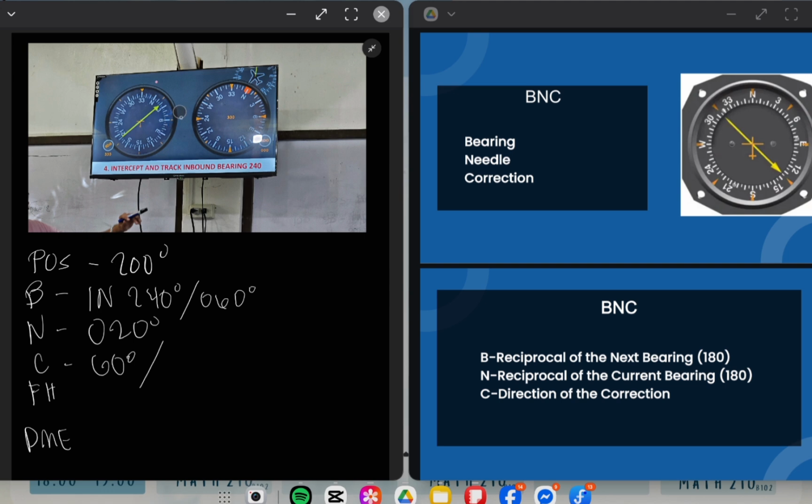This is how you get it. You need to figure out where and which direction your needle is from your bearing. So bearing, needle, correction, and then you go 60 degrees counterclockwise. 30, 60. So your intercept heading will be 360. For your final heading, of course, it will be the reciprocal of your bearing, which is 060 degrees. Now this is your answer. This is what will be needed for your ADF.